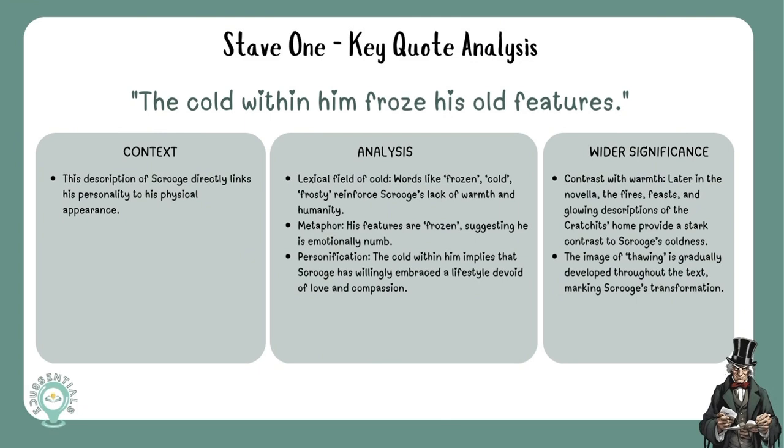compassion. When looking at the wider significance, there's a contrast with warmth. Later in the novella, the fires, feasts, and glowing descriptions of Cratchit's home provide a stark contrast to Scrooge's coldness. And the image of thawing is gradually developed throughout the text, marking Scrooge's transformation.